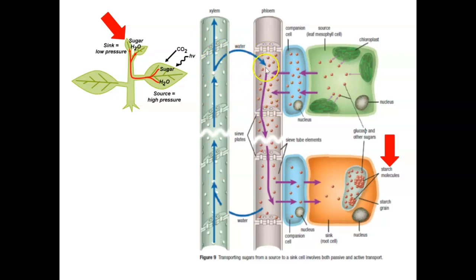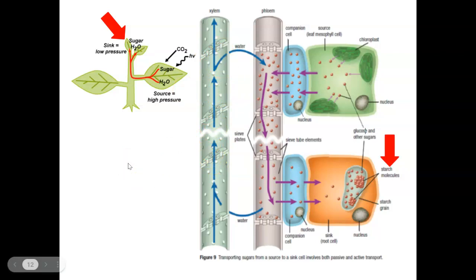The difference in hydrostatic pressure pushes or translocates the sucrose towards the sink, which has a lower pressure, and then we unload it at the sink. Once unloaded, that increases the water potential here and moves the water back over to the xylem tissue where there was a lowered water potential. And then the water just moves back up by transpiration.